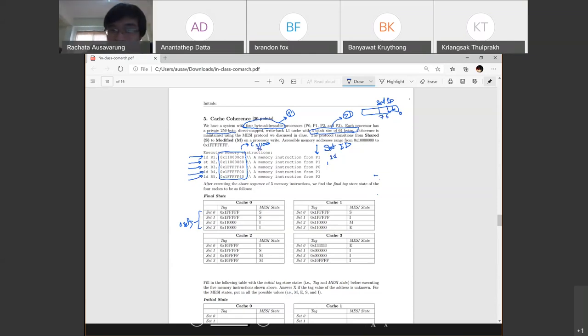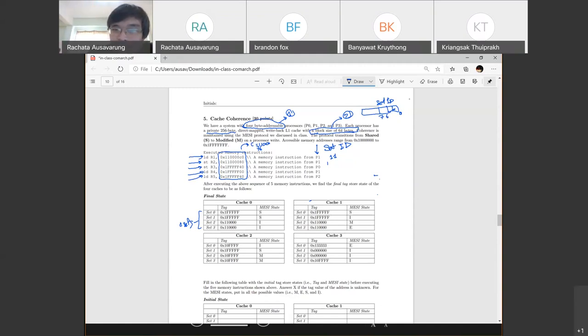If you forgot how to do this, go back to the caching lecture. Figuring out the set ID essentially means that I take the log of the number of sets, and the bits that follow the byte in block are the set ID bits.